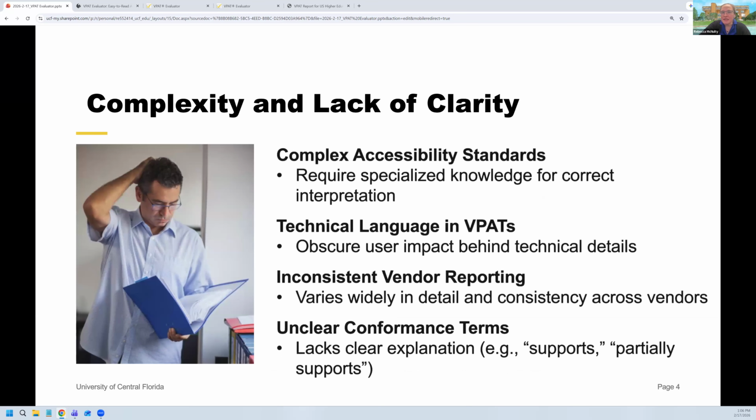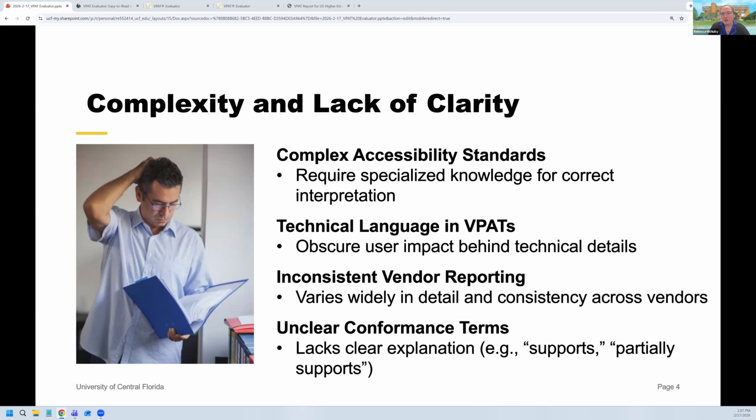So one of the problems we're looking to face is the complexity of the technical documentation. VPAT analysis requires specialized knowledge to understand exactly what it's saying. The technical language often obscures what those user barriers could be. And vendors are not necessarily consistent in how they fill out these forms, especially if we're looking at different tools with the same kind of feature set.